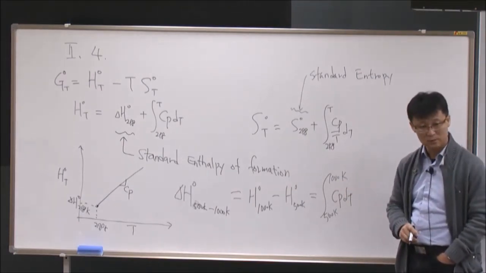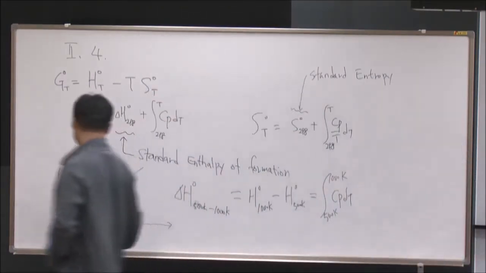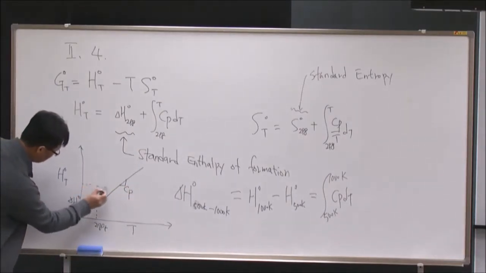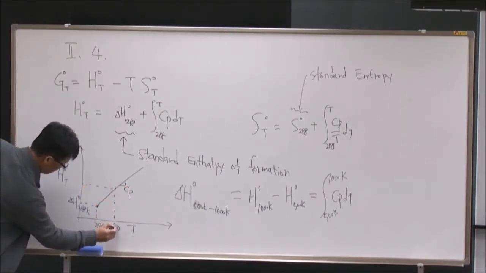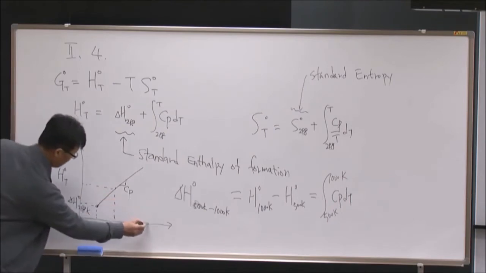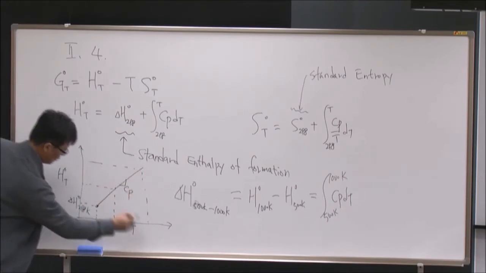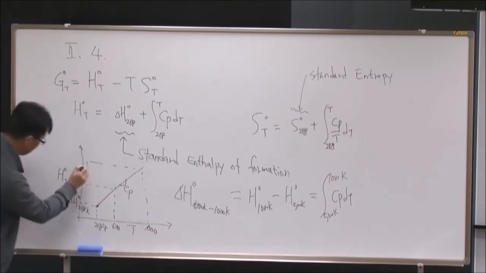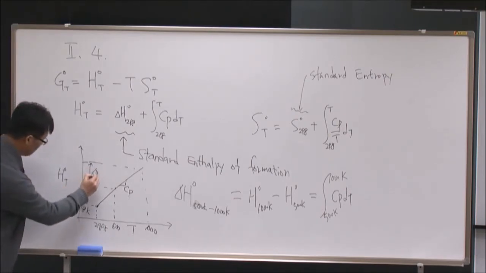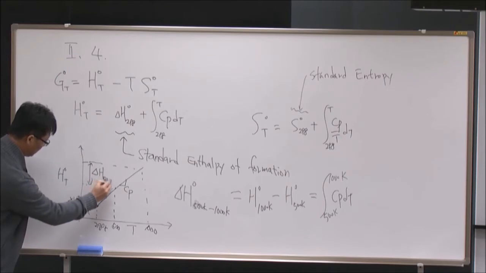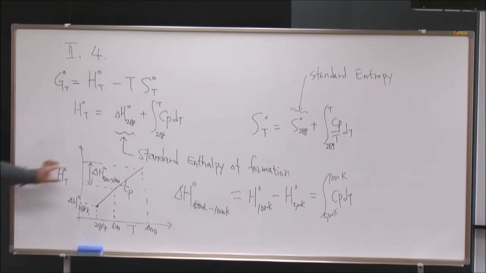Okay, good? So basically in this graph here, we can say, okay, let's take 500 Kelvin, and then let's take 1000 Kelvin, and this difference here is delta H from 500 to 1000 Kelvin. Is it okay? So this difference.